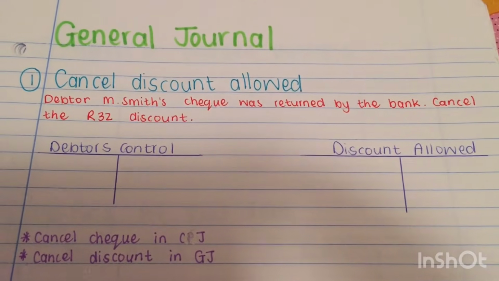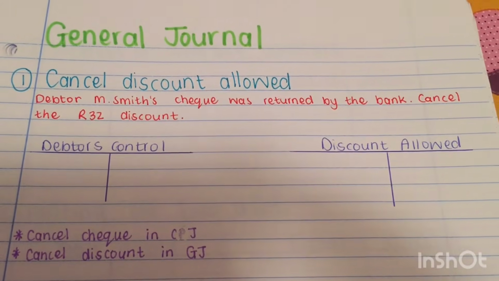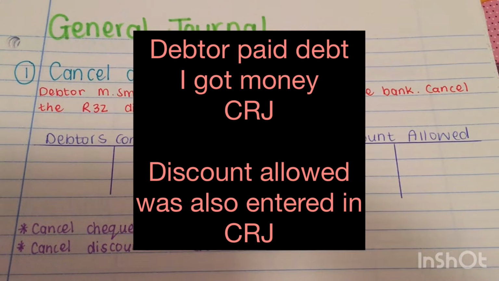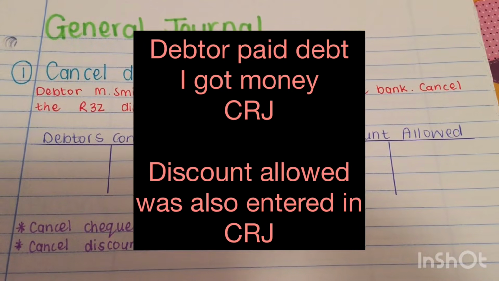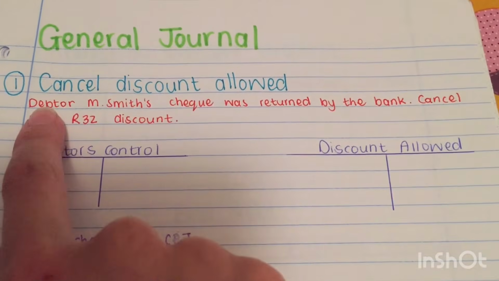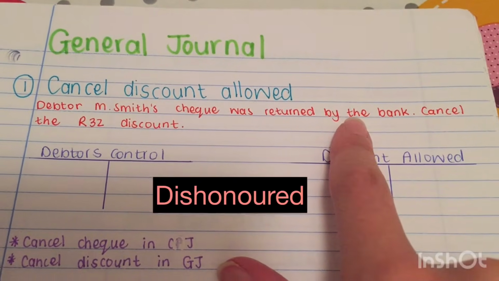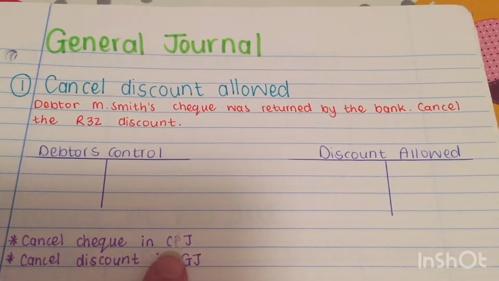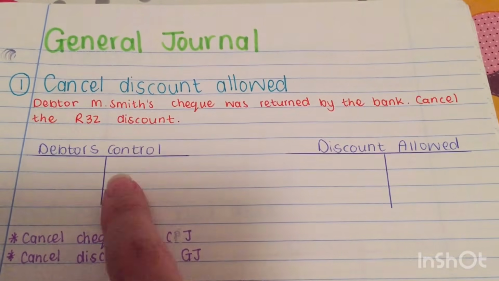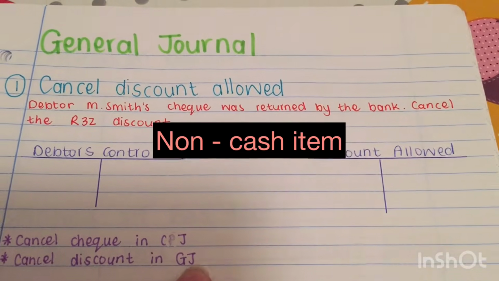Okay, so let's look at the first type of transaction, cancelling discount allowed. So when the debtor paid me, I gave him discount and I entered that in the CRJ. I received money. But then now what happens, as it says over there, the debtor's check was returned by the bank, which means it was dishonored. So I'm going to cancel the check in the CPJ, but I need to cancel the discount in the general journal because the discount is a non-cash item.